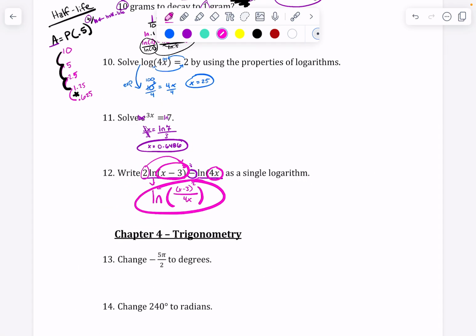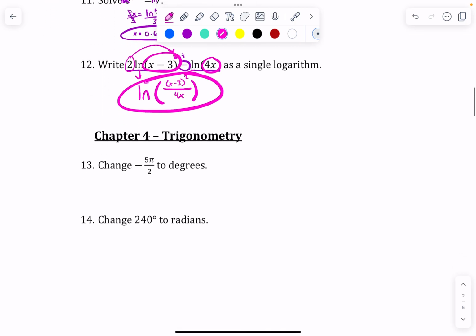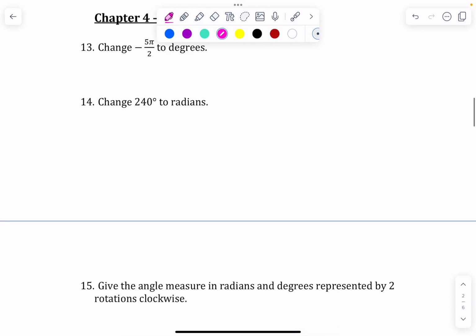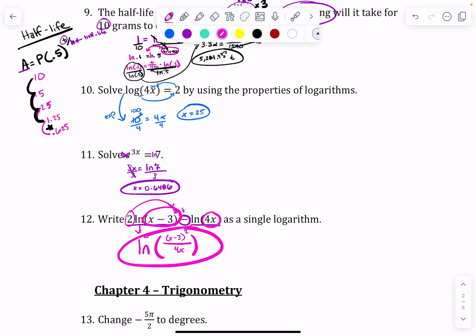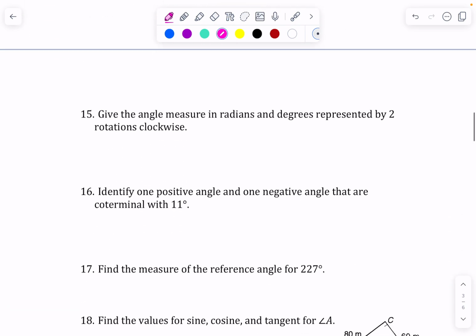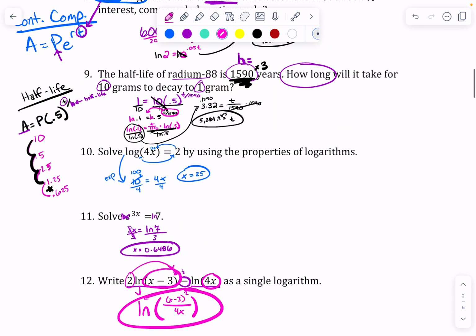All right, we will stop there. I know that's only 12 problems, but some of this other stuff I'd rather just do with you in class, especially when we get into the real hard trig stuff down here. So there you go.